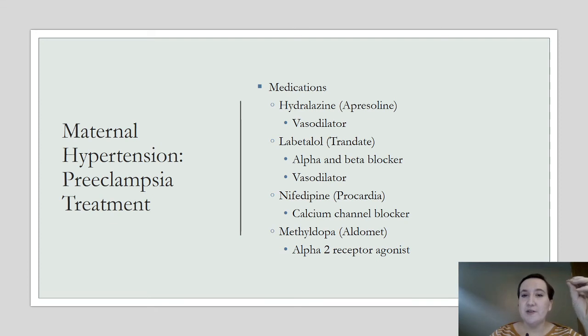So what are some of those medications, those oral medications that we talked about? Hydralazine, which is a vasodilator. You're going to see labetalol and nifedipine probably the most. So labetalol is that alpha and beta blocker. What is that going to do to our fetal heart rate if mom is still pregnant? It's going to drop that fetal heart rate. It does cross over the placenta. Nifedipine is that calcium channel blocker.